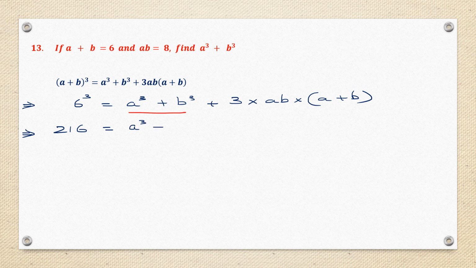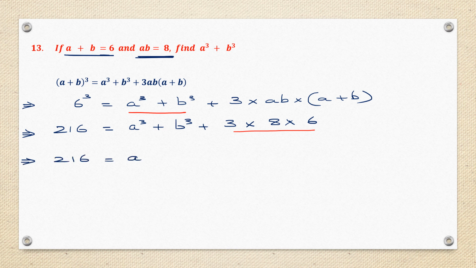So a cube plus b cube. Now let's simplify all this by substituting 3 into. Now ab is given to us in the question as 8, and a plus b is also given as 6. So we have to simplify this in the next step. So this will be 216 is equal to a cube plus b cube plus 3 eights are 24. 24 into 6 is 144.